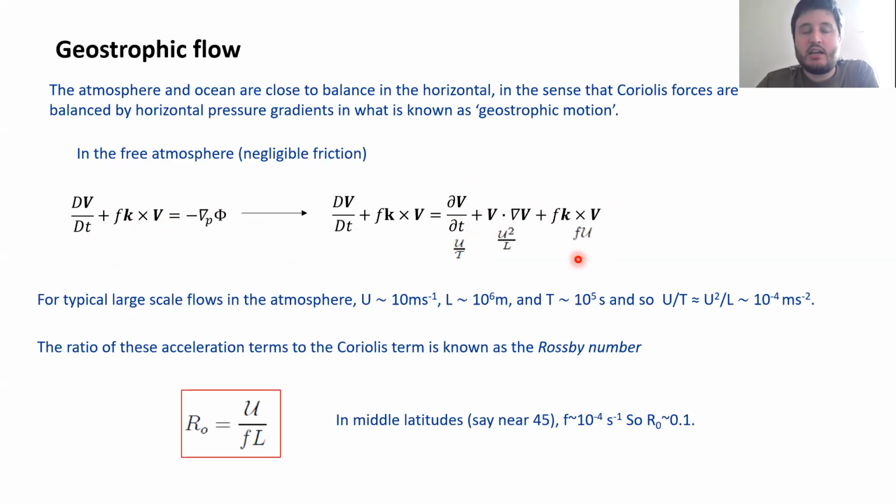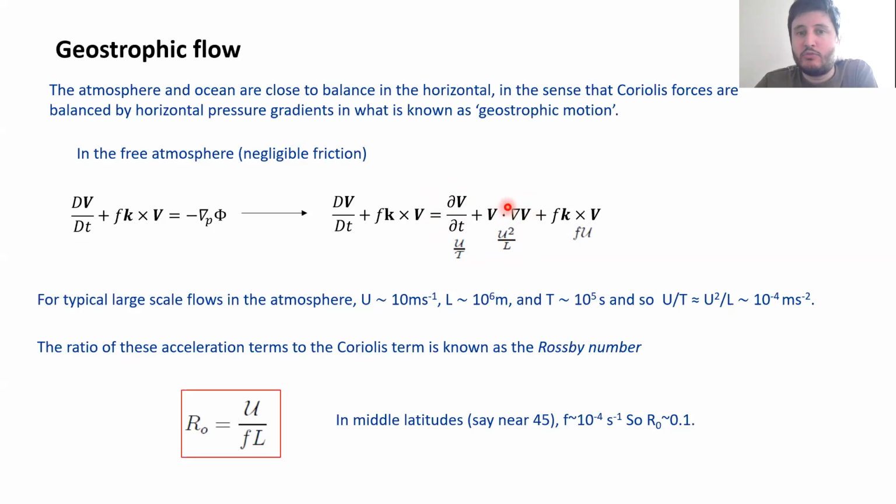And let's put some orders of magnitude in here. So this is basically the magnitude of this partial v partial t. Well, it is velocity over time, so the scale magnitude is U over T. Here we have a spatial derivative, a gradient, of velocity multiplied by another velocity. So we have basically U squared over L, right?